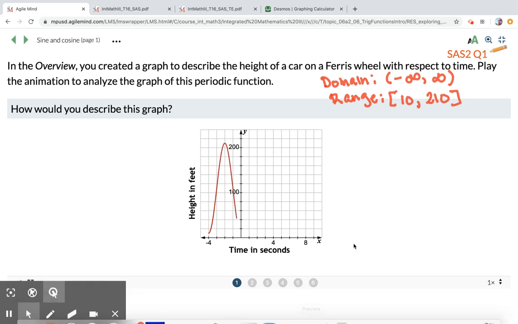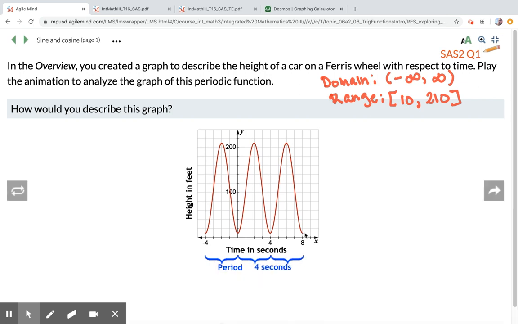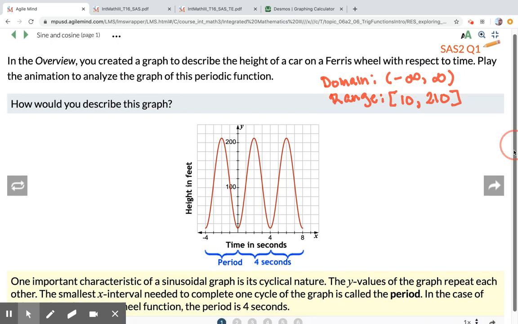Remember how you guys said that there was an interval after which it started repeating itself? From bottom to top, back down to the bottom, it took me 4 seconds on the Ferris wheel, and then bottom to top to bottom, another 4 seconds, bottom to top to bottom, another 4 seconds. This is a really important characteristic of our sinusoidal graphs. The y values repeat each other. After a certain amount of time, the y value starts repeating itself. So the smallest interval on x that we need to complete one cycle of the graph is what we call the period.